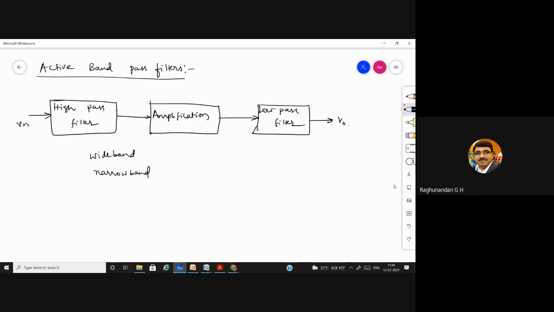Whenever we want to design, or rig up, an active band pass filter, first we connect the high pass filter, then it adds some amplification because of the op amp, then it gives that output to the low pass filter, and finally the output is obtained. This is going to remove lower frequencies, this is going to remove higher frequencies, so the remaining thing is the midband frequency which we are going to obtain. So this is the technique which has been used.